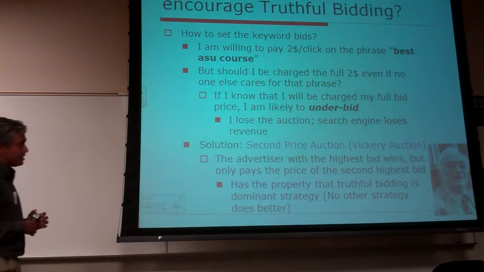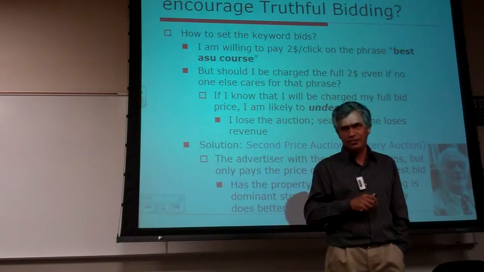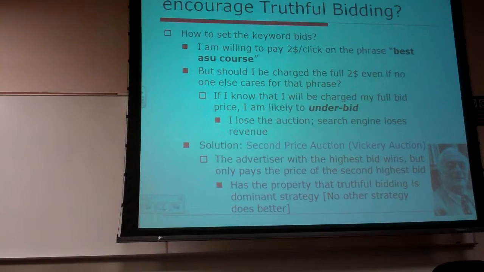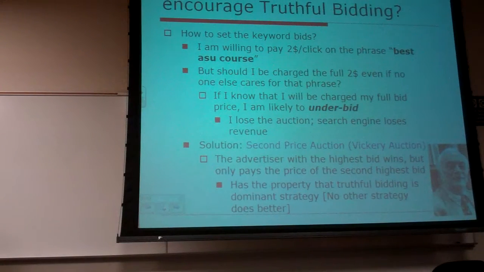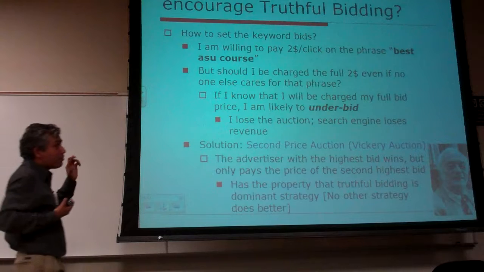This is the place where we intersect with game theory. Game theory is all over the place. This particular part of game theory we're interested in is, if they don't do truthful bidding, what happens? So for example, suppose I want to bid $2 per click on the phrase best ASU course. But if nobody else cares about this, why should I pay $2 to Google? I may want to just pay 1 cent if I'm the only guy. So how do I know that I'm not overbidding?